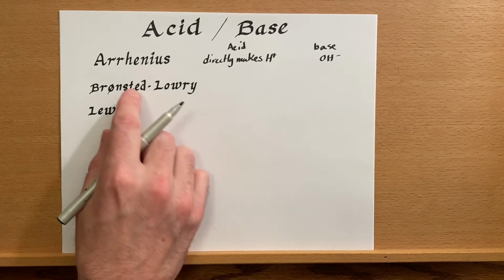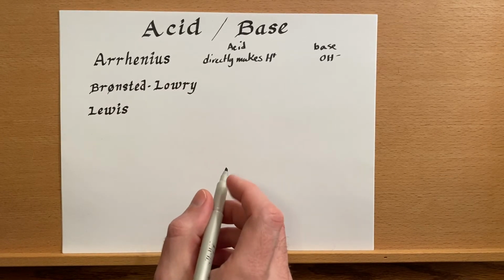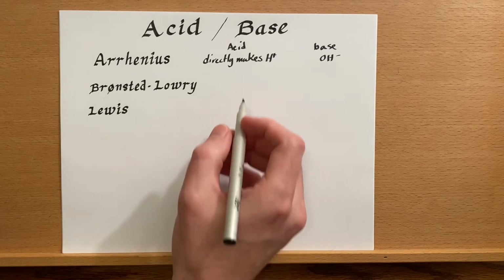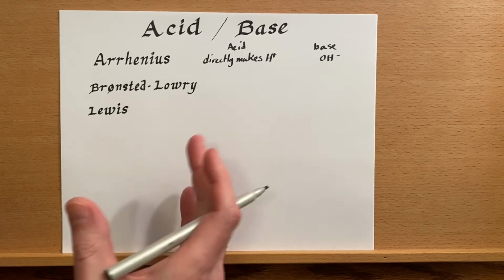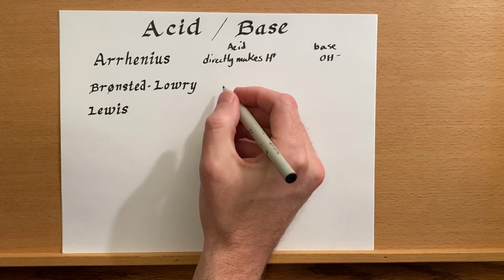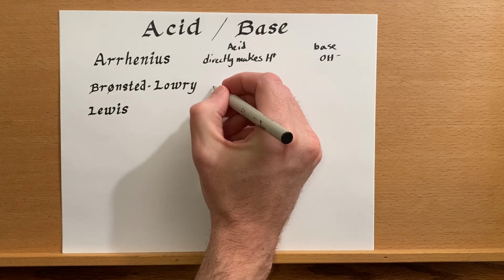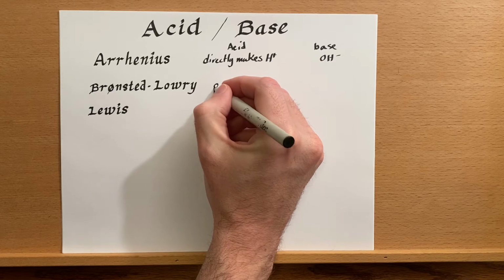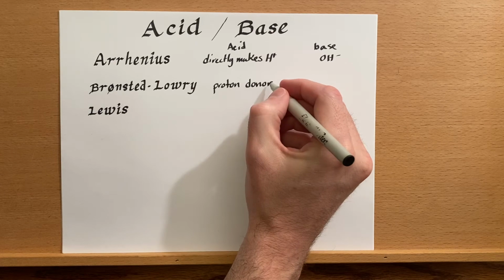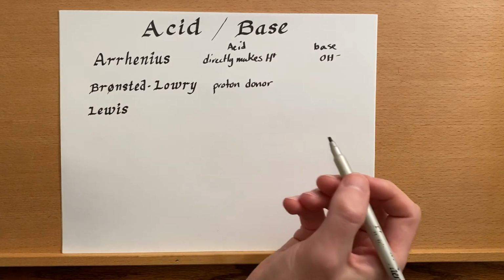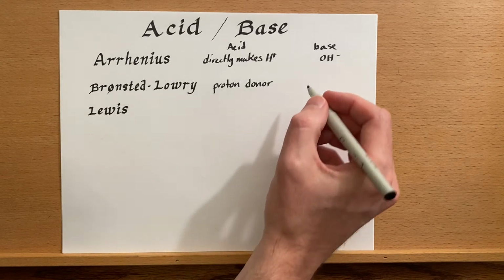Next, let's talk about Bronsted-Lowry acids and bases. This still needs H+ to be involved, but this is thought of in terms of protons. So H+. An acid is something that donates a proton. So, proton donor. And conversely, a base would be the opposite of that. It would be a proton acceptor.